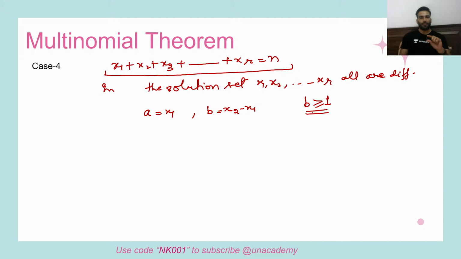Because b is basically the difference between two variables. If I make sure this difference has some finite value, more than one, I am making sure that these two variables x2 and x1 are not going to be the same. Similarly, I can assign one difference variable for my next set also, x3 and x2, and say that this is more than one. Similarly for a, I can say the very same thing, that a will be more than one.